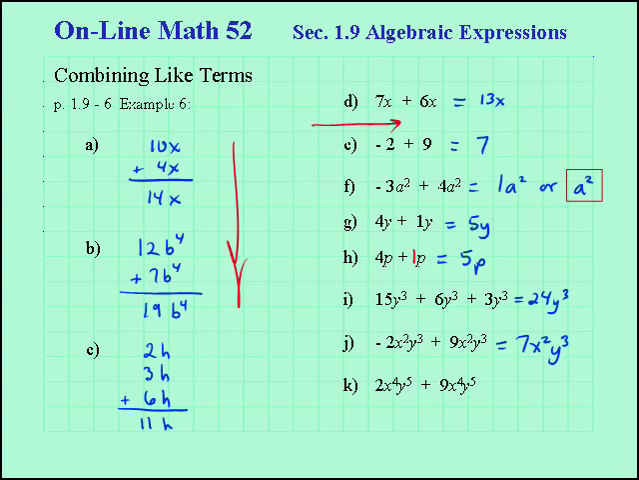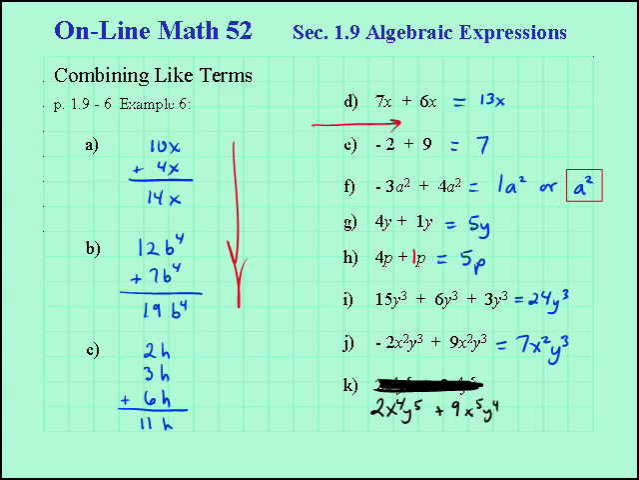Let's see this last example, letter K. Make sure x to the fourth, y to the fifth, x to the fourth, y to the fifth. They are the same. Well, you know something? They are the same here, but I noticed in the book that they weren't supposed to be. So I kind of messed up. Let me cross that out and start fresh. Sorry about that. Here's what it was supposed to say. 2x to the fourth y to the fifth, plus 9x to the fifth y to the fourth.